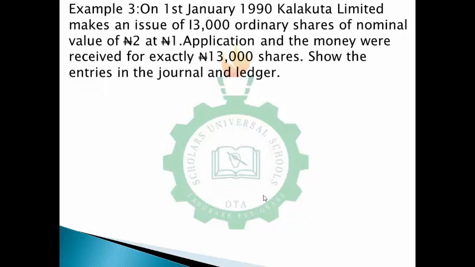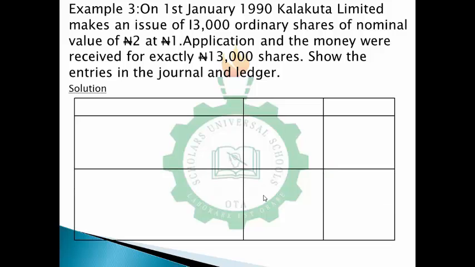On 1st of January 1990, Kalakuta Nigerian Limited makes an issue of 13,000 ordinary shares of nominal value 2 naira at 1 naira. Application and the money were received for exactly 13,000 shares. Through the entries in the journal and the ledger, okay, so preparing our journal, the first thing you have to do is create your table.